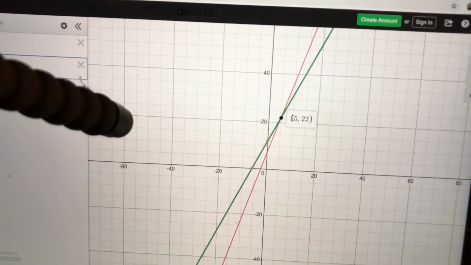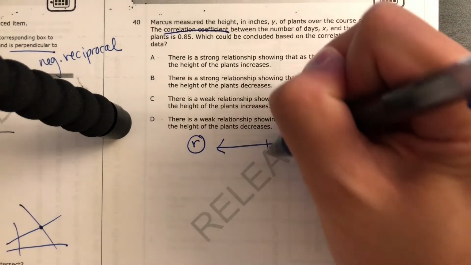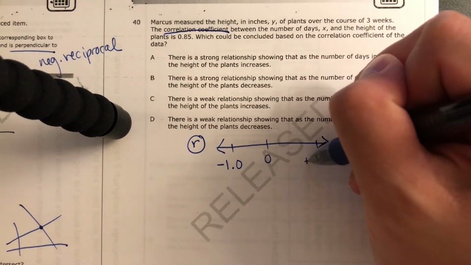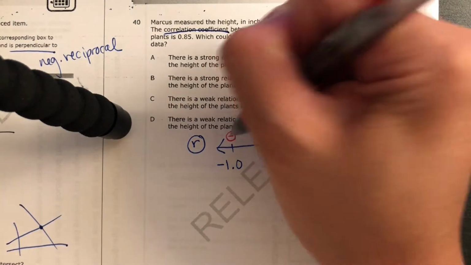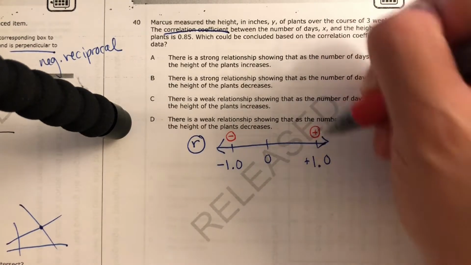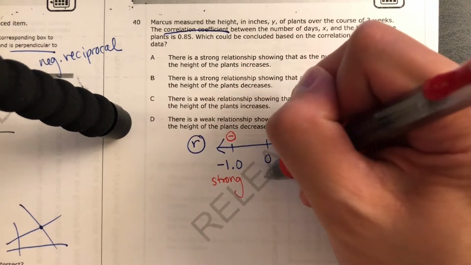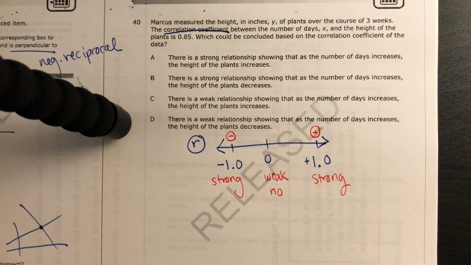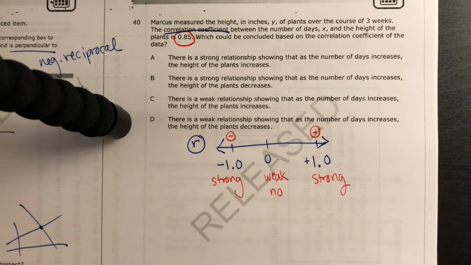All right, so if we're looking at a correlation coefficient, remember that is your R value. Your R value is on a scale where 0 is in the middle, and on one side I have negative 1.0, and on the other side I have positive 1.0. Now, the negative is going to be a negative relationship. The positive is going to be a positive relationship. The closer it is to 1 means that it is strong, and in the center is going to be very weak or no relationship. So it's asking, based on this correlation coefficient, 0.85, what would the relationship mean?